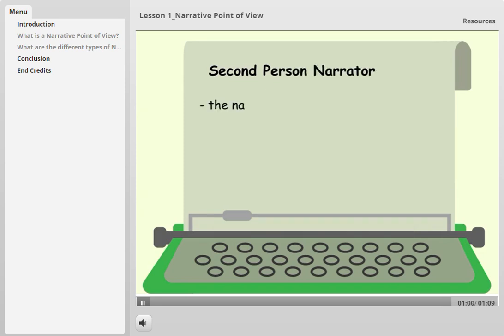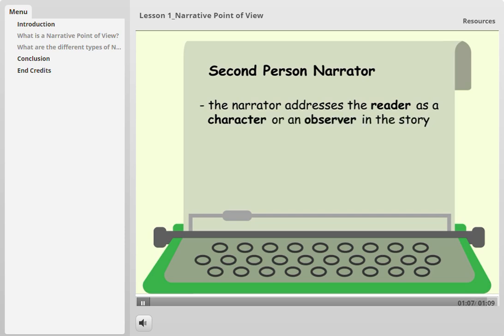In this case, the narrator addresses the reader as a character, usually the main one, or as an observer in the story.